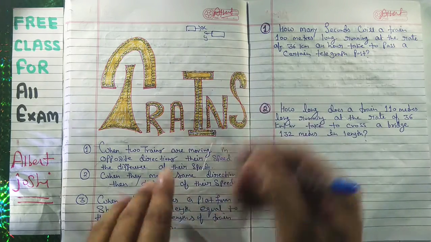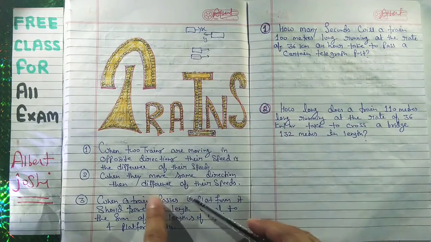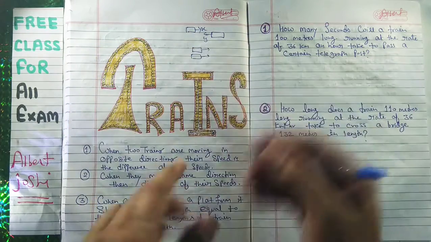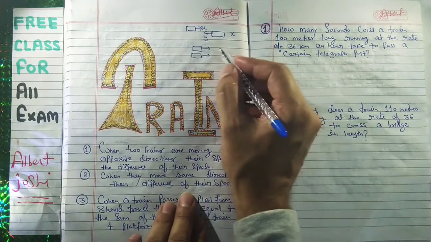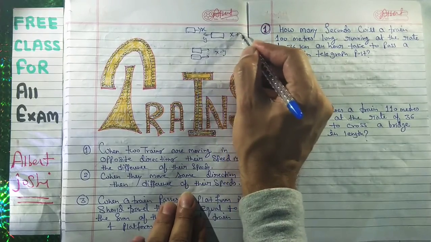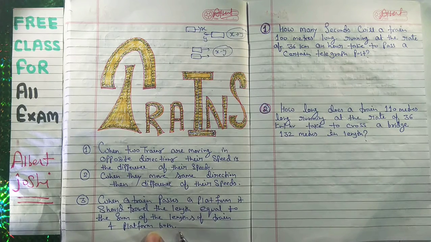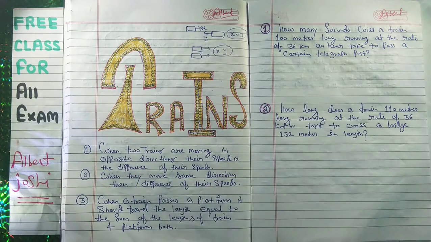If they are moving in the same direction, in this condition you have to subtract the speeds. Here you have to add and here you have to subtract. If both are moving in the same direction, then you have to subtract, otherwise you have to add. Okay. When a train passes a platform, it should travel a distance equal to the sum of the length of the train and the platform. You have to remember these three topics, we will use them in our questions.